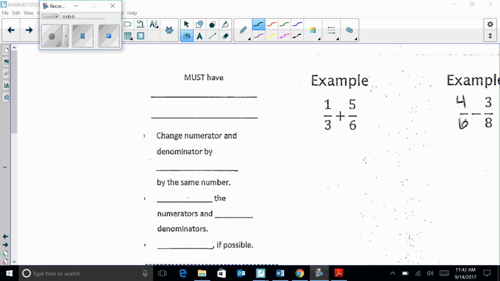It's Miss Nelson, and today we are going to be adding and subtracting unlike fractions and mixed numbers.